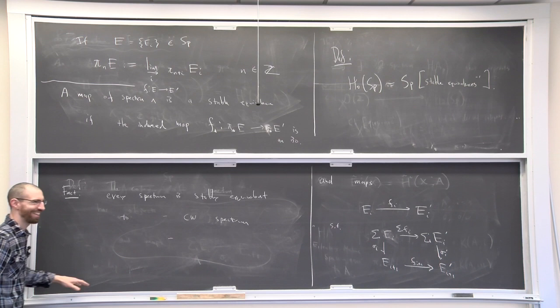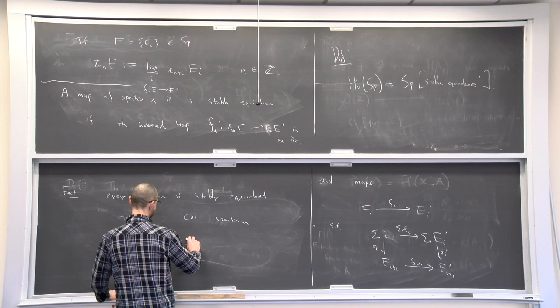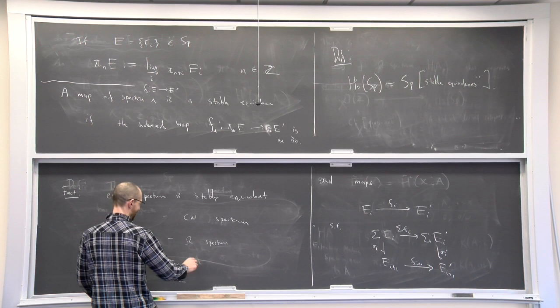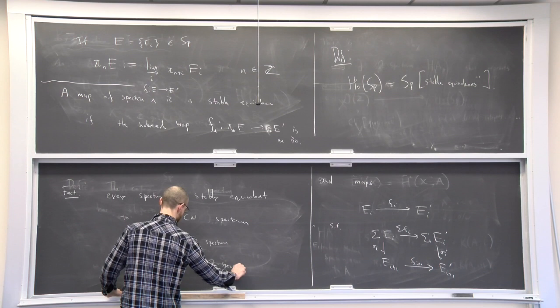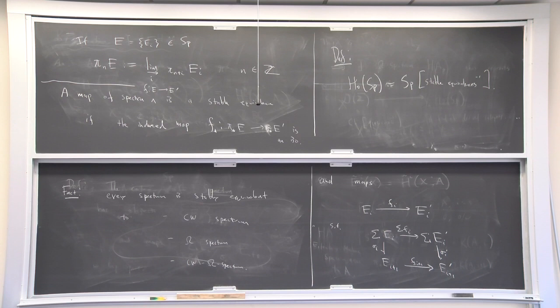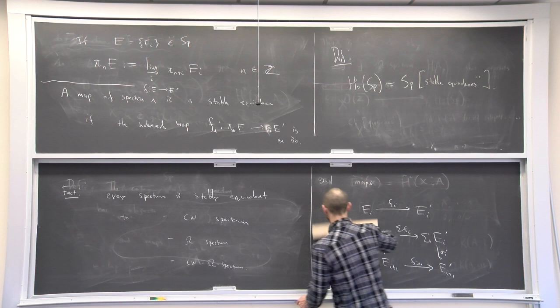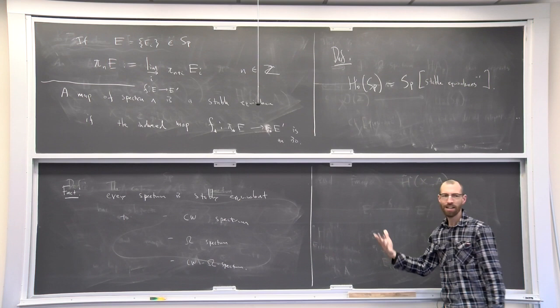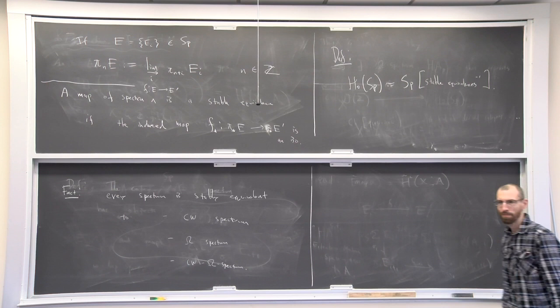Stably equivalent to either a CW spectrum or an omega spectrum, or both, or a CW omega spectrum. So, what do I mean by CW omega spectrum? I guess I mean a CW spectrum where the adjoint maps are weak homotopy equivalences. So without loss of generality, you can always assume your spectra are CW spectra or omega spectra or both, depending on what suits you. Okay. All right.